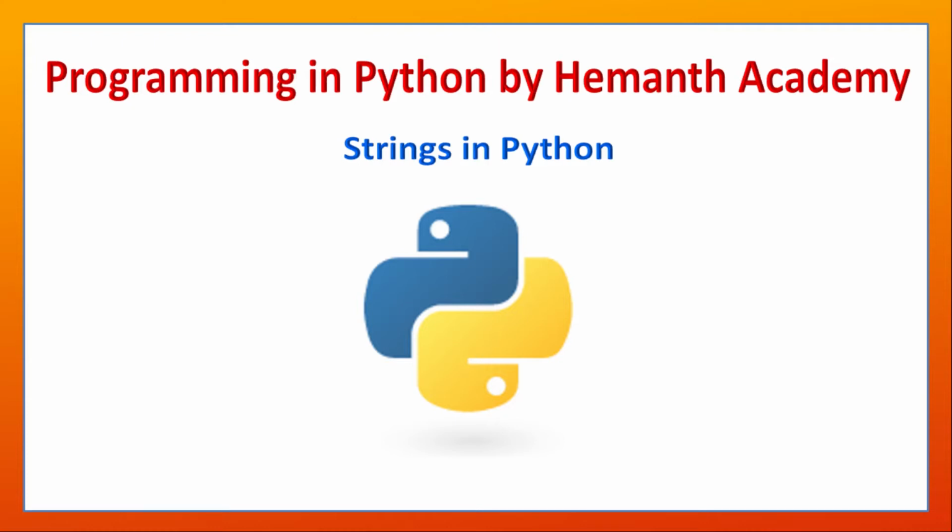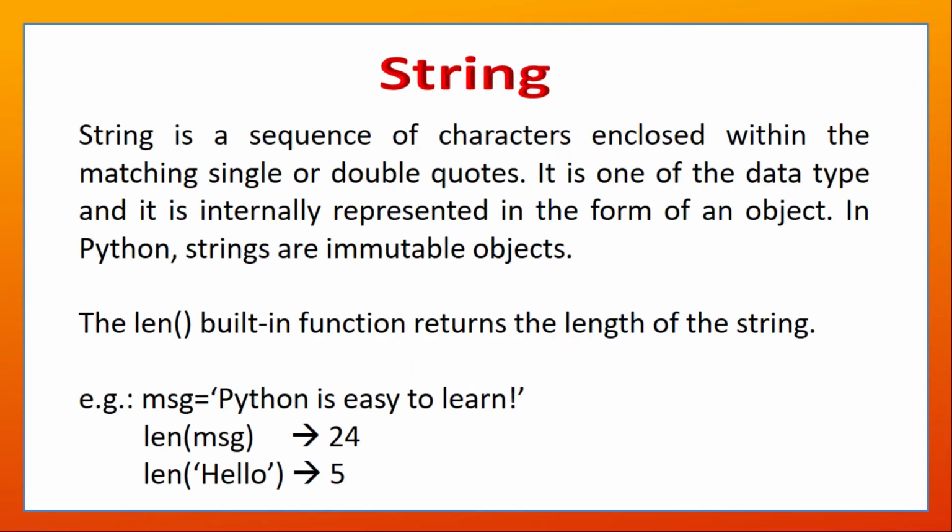In this session, we are going to see about strings in Python. We have seen that string is one of the data types in Python. Let us revisit the same. String is a sequence of characters enclosed within matching single or double quotes. It is one of the data types and it is internally represented in the form of an object.